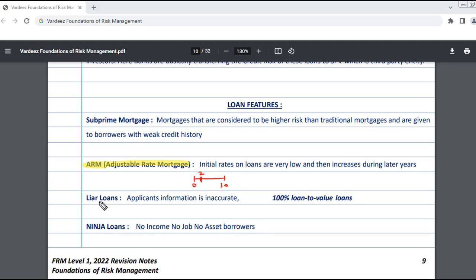Okay, what do we mean by liar loans? Even applicants whose information was inaccurate were given loans just to make more profit. So this was also part of the loan features. Then, 100% loan to value ratio. That means you do not have to give any down payment, zero down payment. Just go ahead, apply for the loan, get a house. That's it. These were things that happened prior to the financial crisis. Then NINJA loans: no income, no job, no assets, still you can qualify for a loan and purchase the house. That was also part of the loan features.